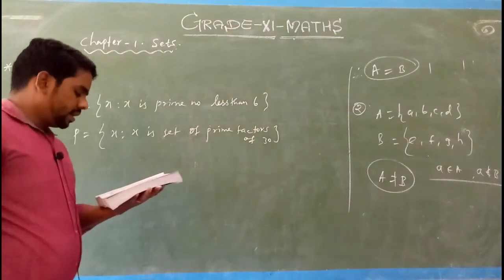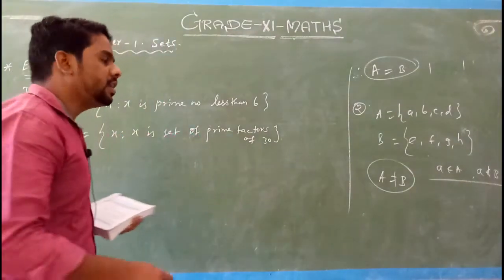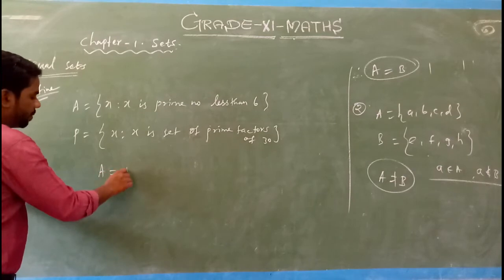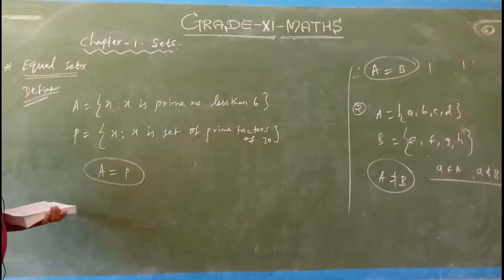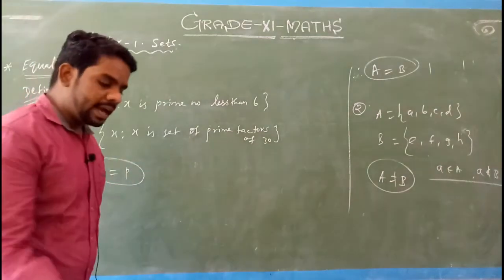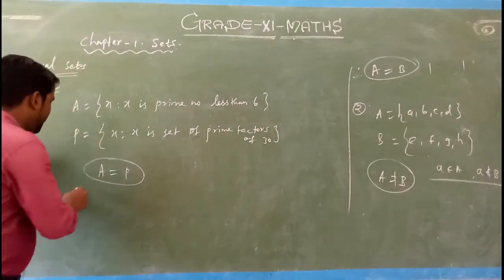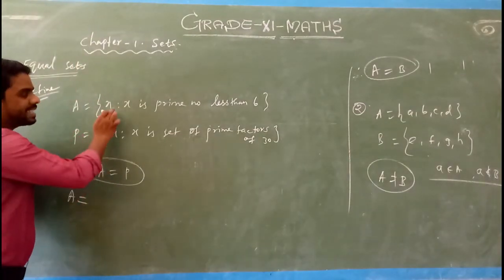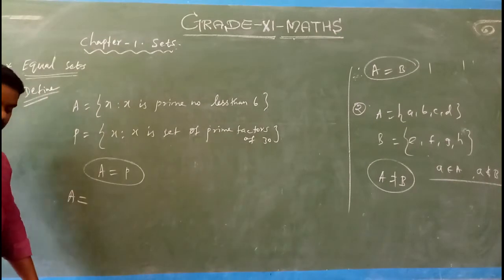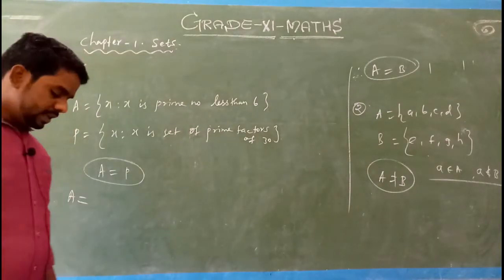This tells us A and P are equal. A is equal to P, so these two sets are equal. Listen, students: set A is equal to {x such that x is a prime number less than 6}.